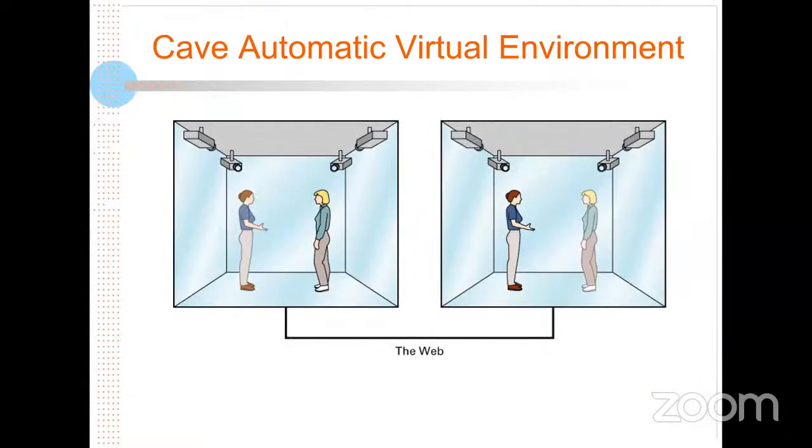Just like this. See here, this person wants to meet this person, but he is not here. That person is not here, but virtually he will be present with him. Actually the representation is like this: it will feel to him as if the person is in front of him, but she is not there. So this is the Cave Automatic Virtual Environment.